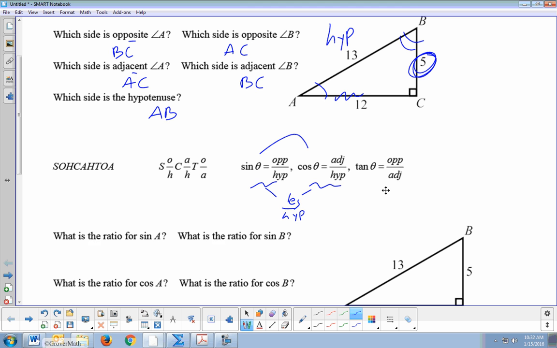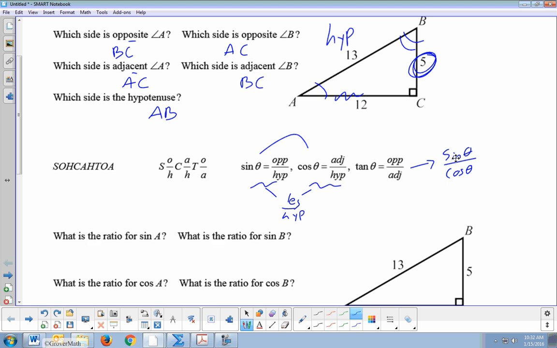And then there's tangent, and tangent is really separated from these two because tangent doesn't compare anything to the hypotenuse. Tangent's comparing the two legs to each other. So the opposite leg compared to the adjacent leg for a specific angle. What's that ratio? That's your tangent ratio. And tangent also can be thought of as sine theta divided by cosine theta.